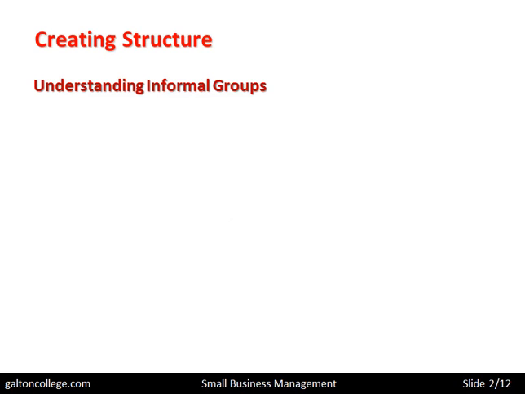We start by looking at creating a structure and understanding informal groups. An organization really grows out of something very informal. The managers of the company need to configure the company in an efficient manner, but they start almost from chaos. They start from groups that are unorganized, groups of workers, almost groups of capital.